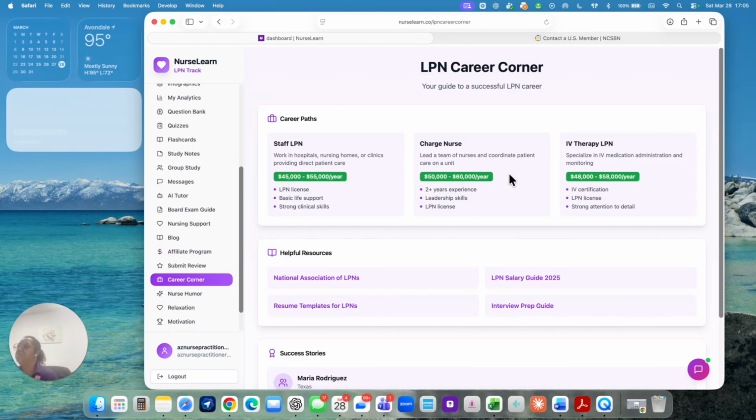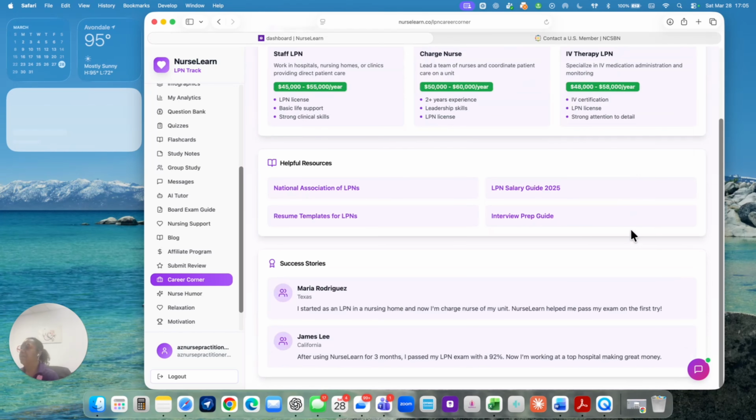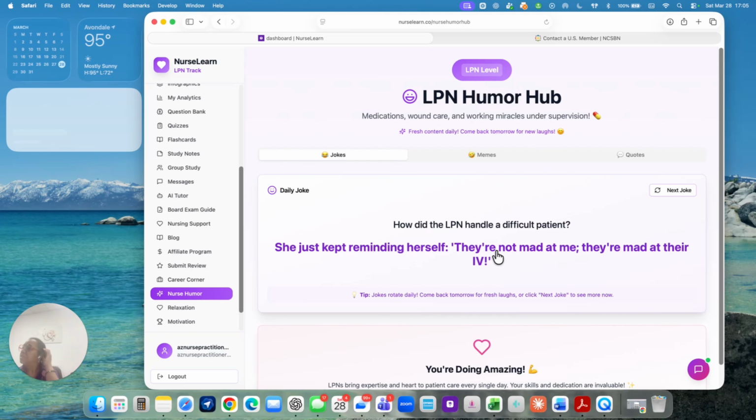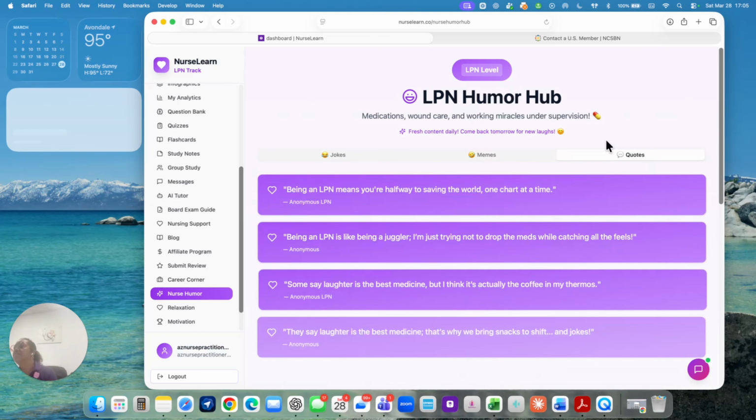Career Corner. So it kind of shows you what to expect. And this is averages. Some states will make more, some states will make less. And then there's humor, some corny jokes. How did the LPN handle a difficult patient? She just kept reminding herself they're not mad at me, they're mad at their IV. So just corny stuff. Some memes, some quotes.